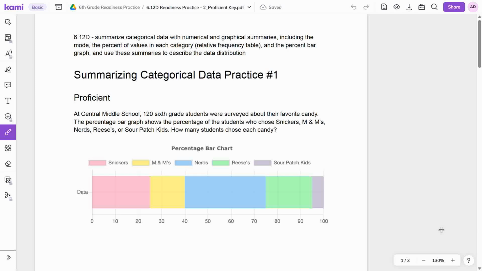Today we are looking at the sixth grade concept of summarizing categorical data. This is 6.12D Readiness Practice, the Proficient version.